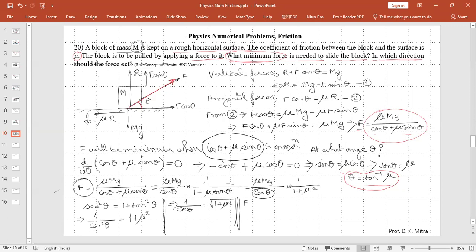Therefore, F min is mu mg, 1 upon cos theta is under root 1 plus mu square, multiplied by under root 1 plus mu square, and that multiplied by another 1 upon 1 plus mu square. This becomes mu mg divided by 1 plus mu square.